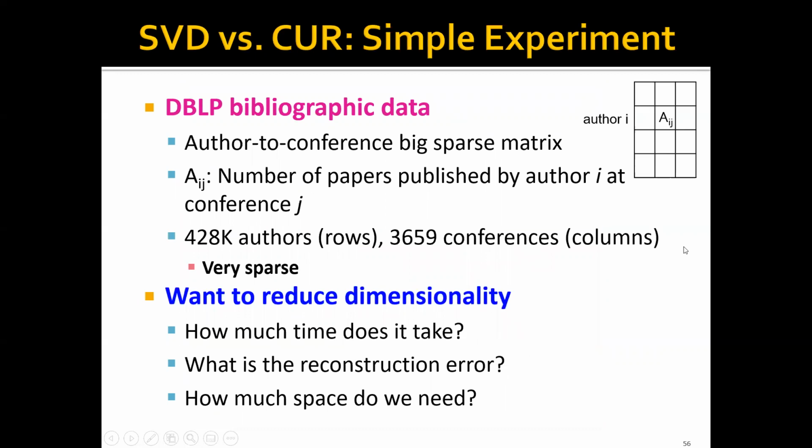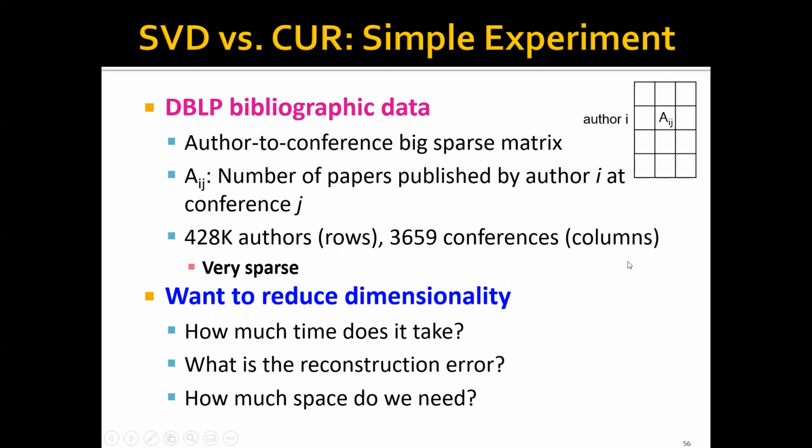To see the difference better, let's do a simple experiment on the DBLP dataset. DBLP is just a bibliographic dataset where we have a very large and sparse matrix, and this matrix is an author to conference matrix. Basically, the entry A sub ij will just be the number of papers published by author i at conference j. For example, here we have a matrix and this is the ith row. Then the entry A sub ij will be just the number of papers that this author published at conference j.